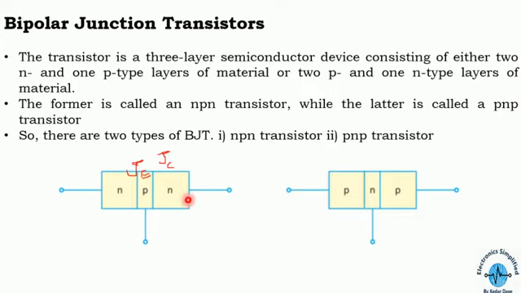So this is the basic idea, that is power is being transferred from a low resistor circuit to the high resistor circuit, and this is the basic condition for the bipolar junction transistor operation. So here we can understand this particular operation in the transistor.